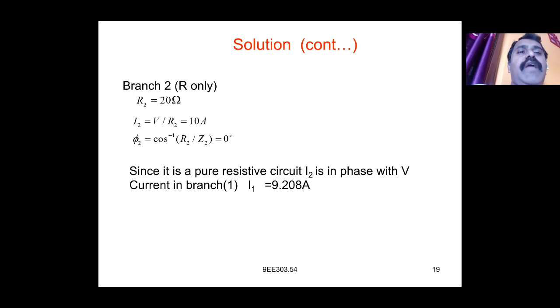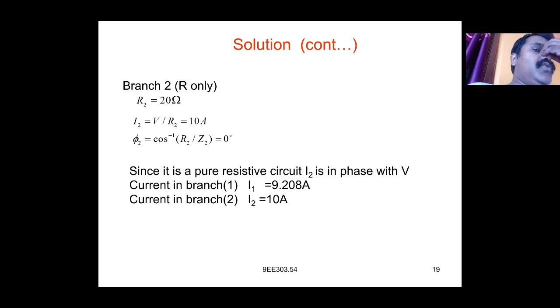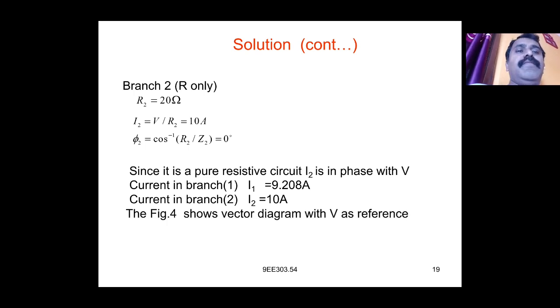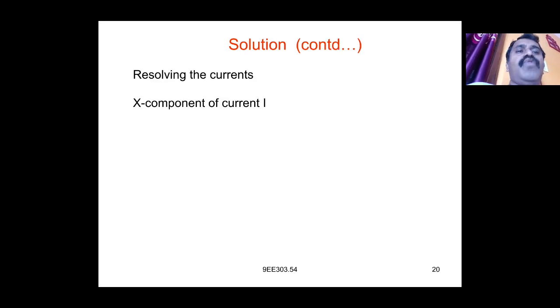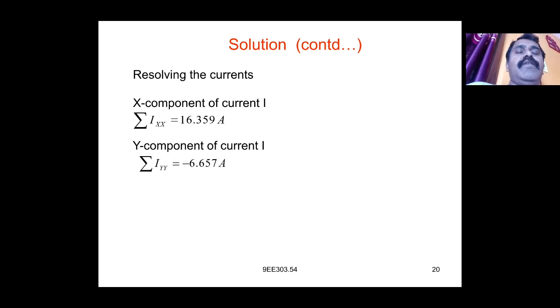Current in branch 1, I1, is 9.208 amperes. Current in branch 2, I2, is equal to 10 amperes. So figure 4 shows the vector diagram with V as the reference. To resolve the currents, the x component, sigma Ix, is equal to 16.359 amperes. The y component, Iy, is equal to minus 6.65 amperes.